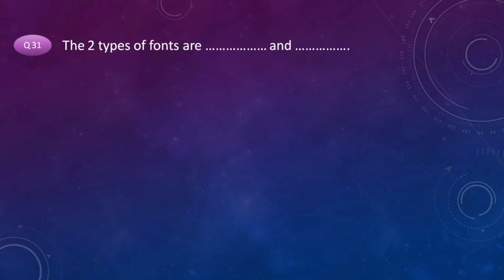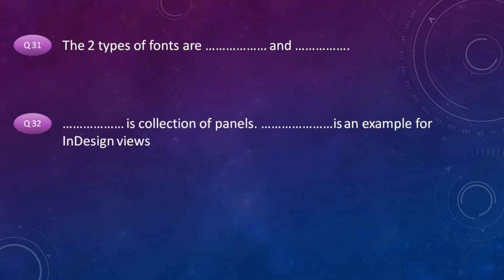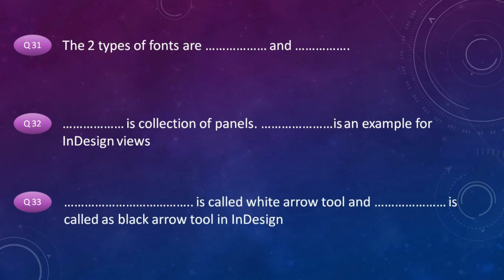First one. The two types of fonts are dash and dash. Dash is a collection of panels and dash is an example of InDesign views. Dash is called the white arrow tool and dash is called the black arrow tool in InDesign. The answer for these questions: the two types of fonts are bitmap and vector fonts.